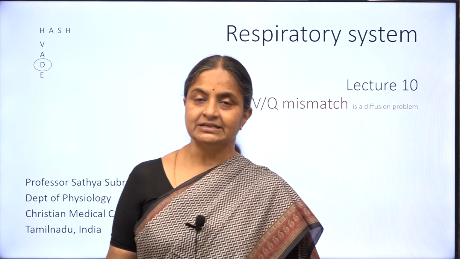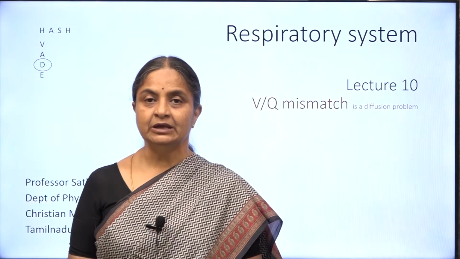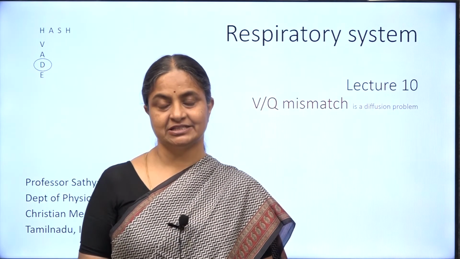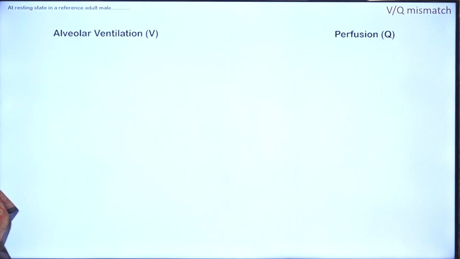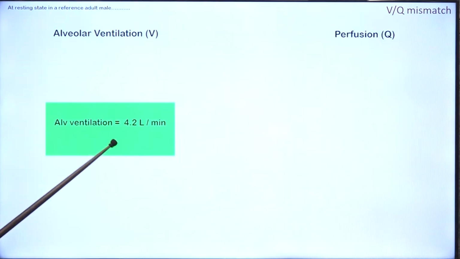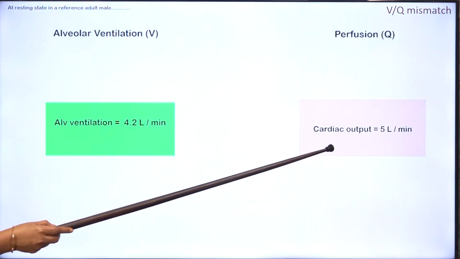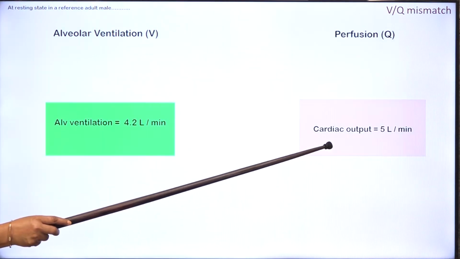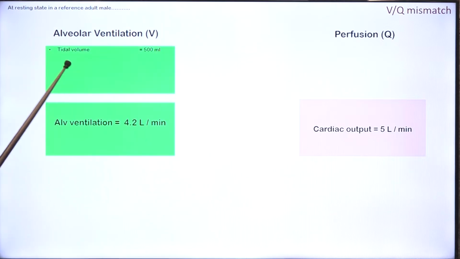We shall now discuss what is meant by ventilation perfusion matching and what VQ mismatch is. We have seen earlier that alveolar ventilation is 4.2 liters per minute and perfusion, or cardiac output, is 5 liters per minute, the amount of blood that goes into the lungs every minute. How did we get this number?